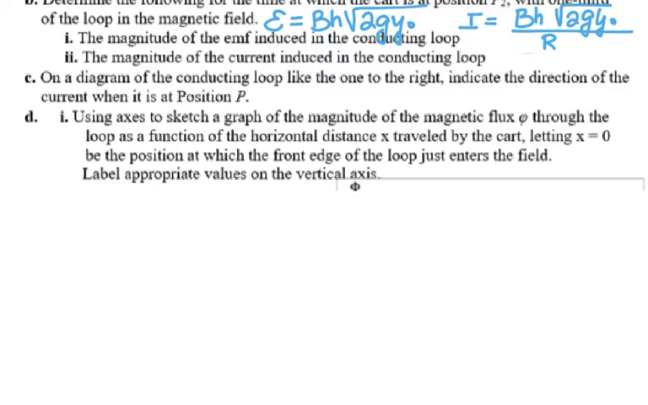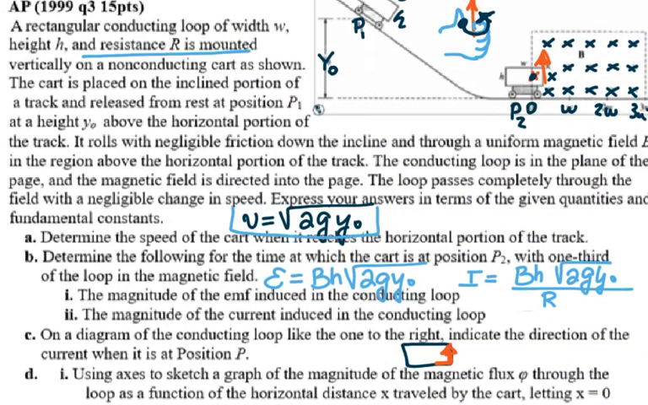I don't see the picture here, so the picture was supposed to be here. So if you have in C, you should have had a picture right here, and the current would be going in this direction. So you would have to show the current in this direction, or counterclockwise.